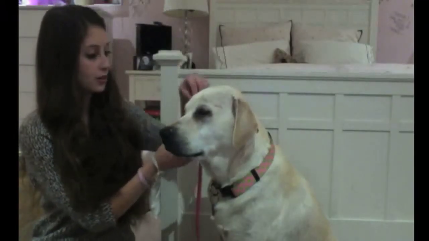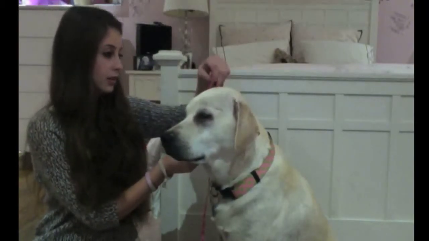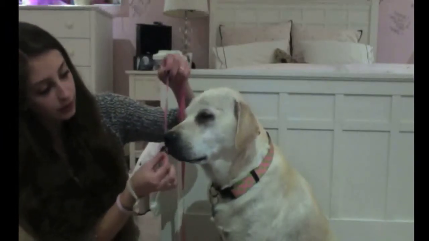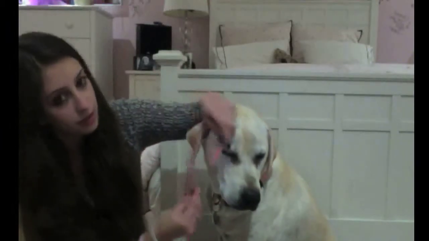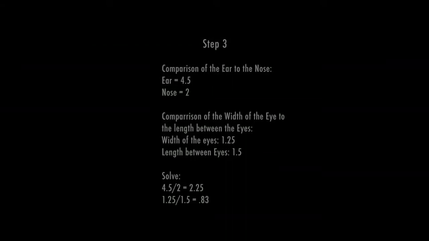Now I will compare the length of the ear compared to the length of the nose. And the length of the ear is about 4.5 inches. And the length of the nose is about 2 inches. We take comparisons of 2 similar length facial features and divide them to make ratios. We compare the ear to the nose and divide them to get 2.25. Then we compare the width of the eye to the length between the eyes and get 0.8.